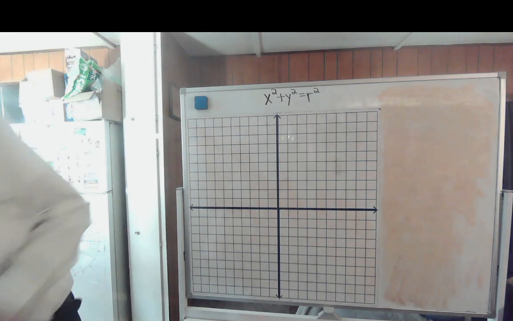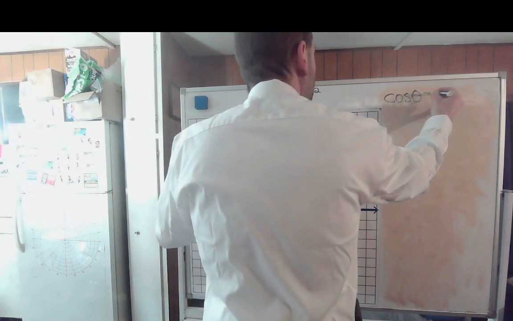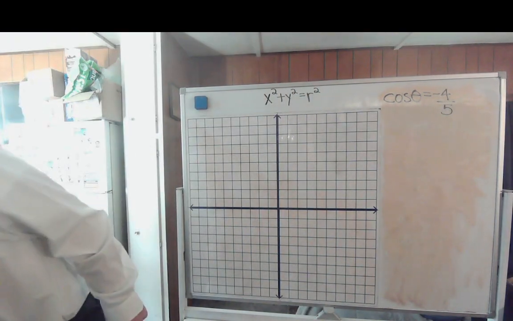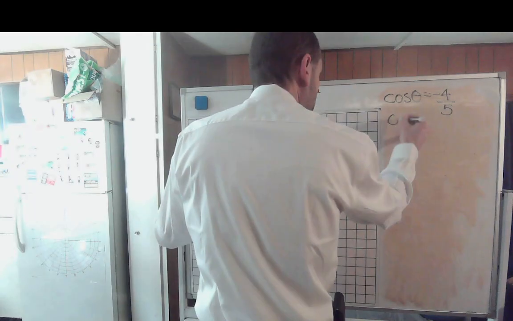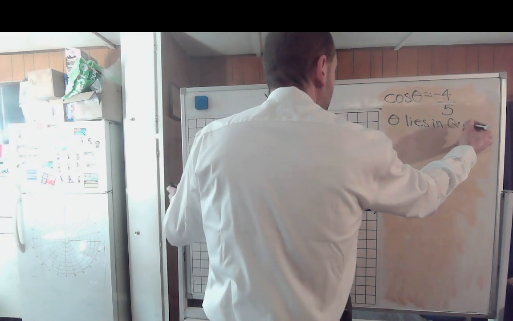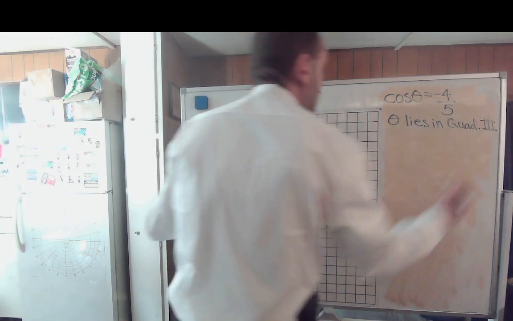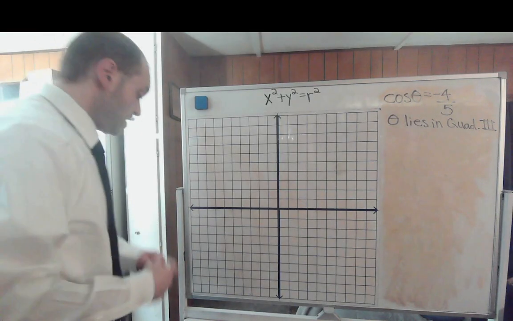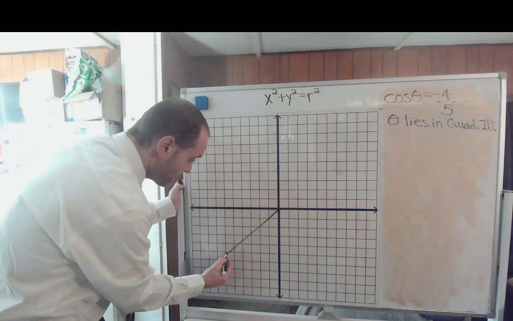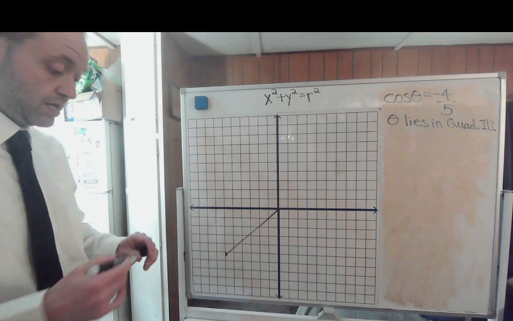We're given that the cosine of theta equals negative 4/5, and theta lies in quadrant 3. So this time we have a third quadrant angle. That means we're going to be in the third quadrant here. So there's our endpoint. It's going to have some coordinate here in a second, which we'll be able to ascertain.